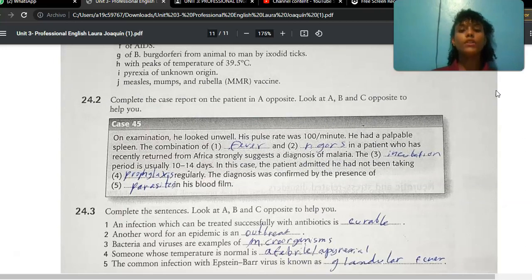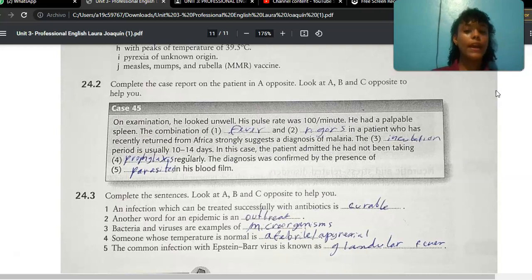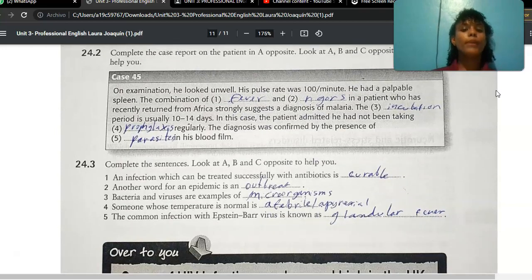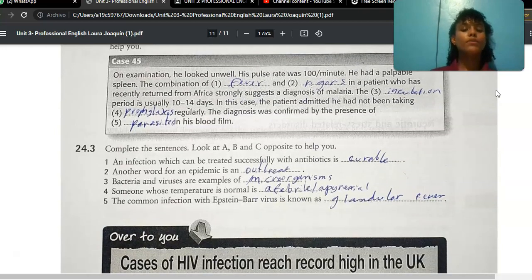On examination, he looked unwell. His pulse rate was 100 per minute. He had a palpable spleen. The combination of fever and rigors in a patient who has recently returned from Africa strongly suggests a diagnosis of malaria. The incubation period is usually 10 to 14 days. In this case, the patient admitted he had not been taking prophylaxis regularly. The diagnosis was confirmed by the presence of parasites in his blood film.